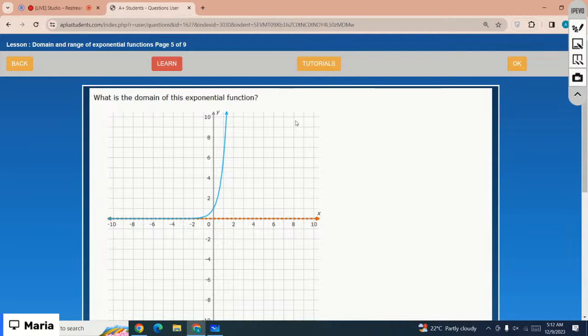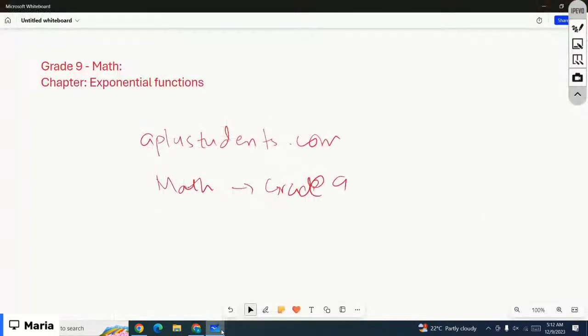Domain is all the x values you can give to any function. For example, let's see a small, basic function. For example, you have a function y equals x plus 1.